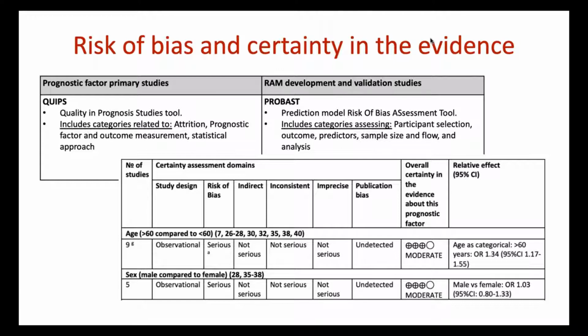We then evaluated the certainty in the evidence by considering the 5 GRADE domains: risk of bias, indirectness, inconsistency, imprecision, and publication bias. Depending on these factors, we designated the certainty in the evidence of each of the identified prognostic factors as high, moderate, low, or very low.